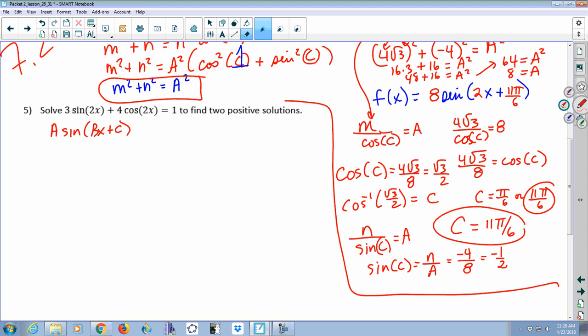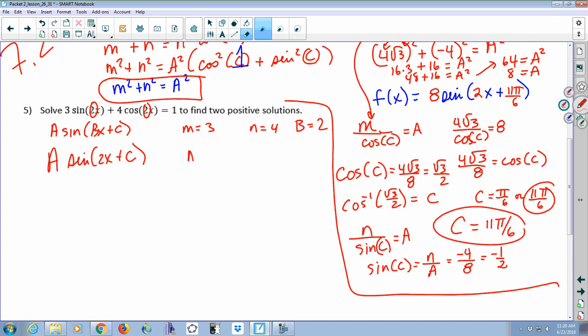So we know M is 3. M is the coefficient of our sine of 2x. N is 4. And what's b again, Peter? 2. Right. B is sitting right there. That's the nice thing. So we get A sine of 2x plus c. So the only thing you'll ever have to determine in any problem you do like this is the value for A and the value for c. So let's figure out the value for A.